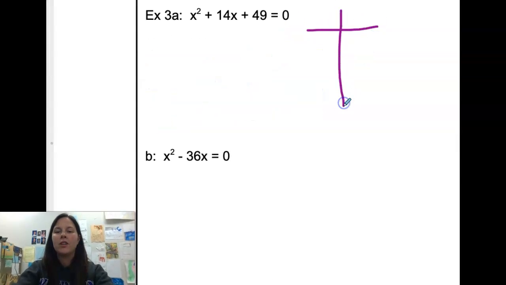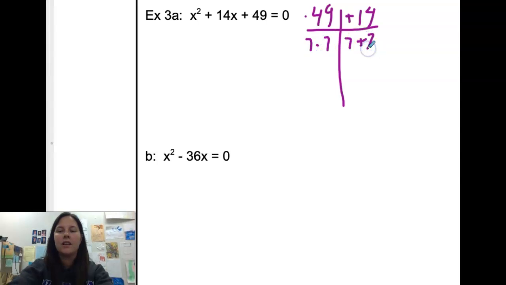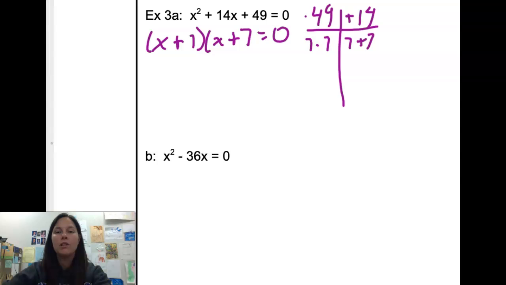Two more. We have to look at all of these different special types so you can see the different possibilities for solutions. So this one, we're multiplying to that constant of 49, adding to the coefficient of x, which is 14. What numbers do that? 7 times 7 and 7 plus 7. So when I factor this, x plus 7 times x plus 7, I have the same thing multiplied by itself.